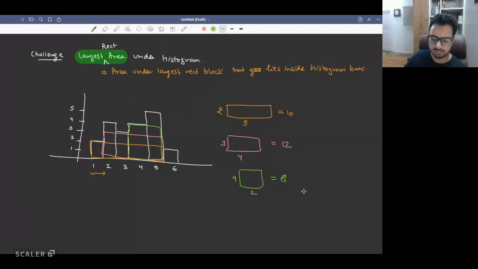So there can be many such rectangles. Do you see? There can be many such rectangles. What we want is the maximum area. It seems the maximum might be 12. Out of the rectangles that we have seen, the maximum seems to be 12. So this is what we need to find out.